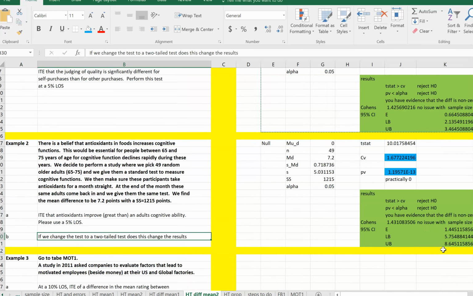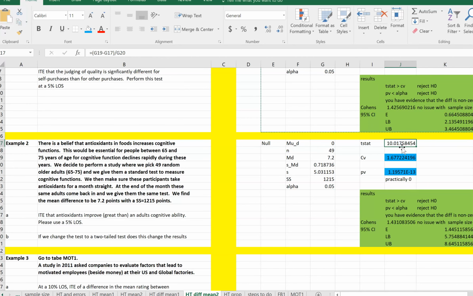All right, we could do the part B if you like, and I'll ask you to look at that. If we change it to a two-tailed test, do we change the results? Well, we could go back here, change this back to a two-tailed test and see what happens. I've got to believe it's not going to change the results much.